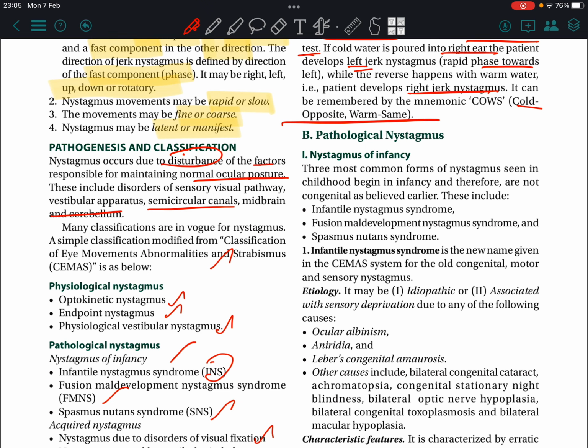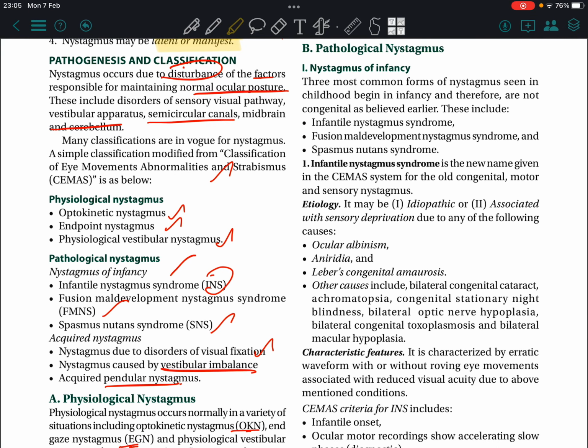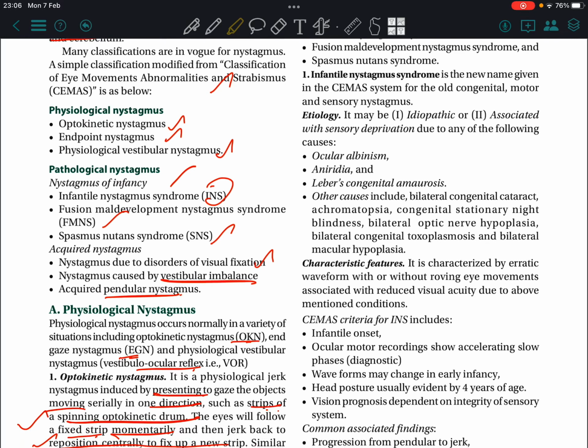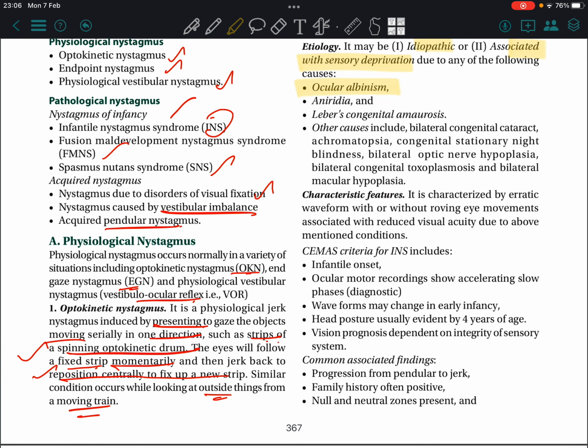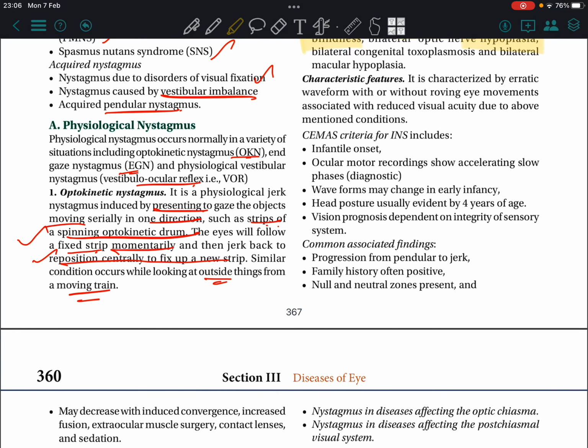Cold opposite, warm same. Pathological nystagmus of infancy is seen in childhood, beginning in infancy, therefore it is not congenital as believed earlier. Infantile nystagmus syndrome is the new name given in the CMOS. Etiology may be idiopathic or associated with sensory deprivation, ocular albinism, aniridia, Leber congenital amaurosis. Other causes include bilateral congenital cataract, achromatopsia, congenital stationary night blindness, bilateral optic nerve hypoplasia. Characteristic feature is an erratic waveform.